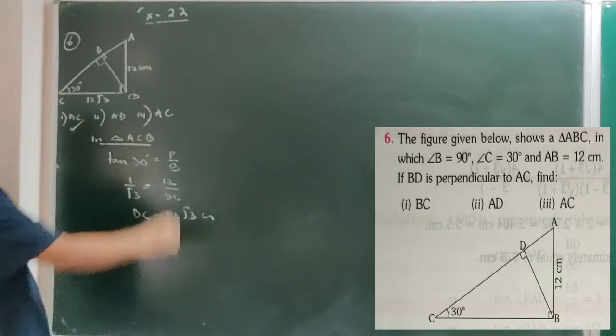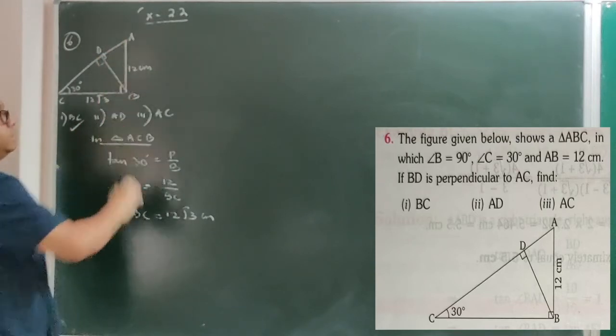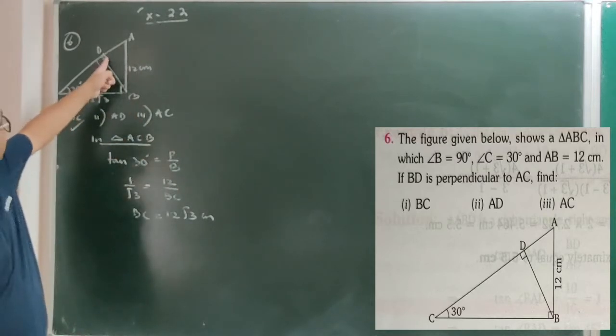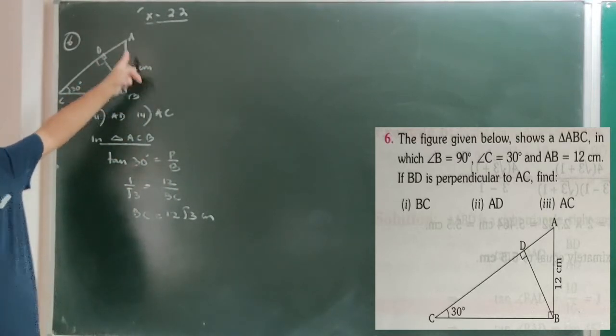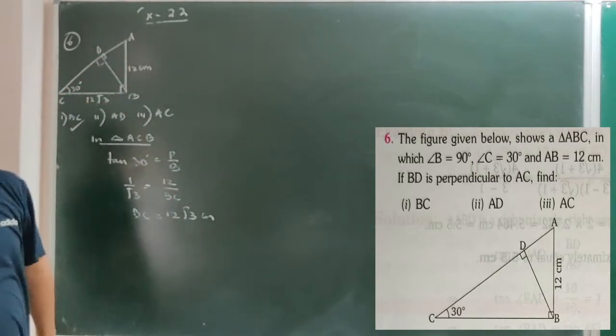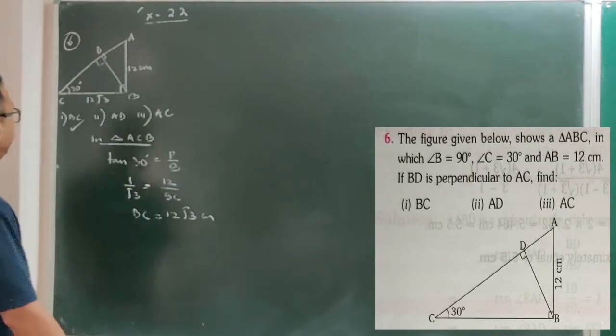Now I need AD. AD is here. So that means AD is a part of this small triangle. In this triangle you know only this is 12. Only one side you know, that is opposite to 90 degree, the hypotenuse. You don't know this base, nor do you know the perpendicular. None of the other 2 sides you know. So what we'll do now is use our idea of geometry, the geometry you have done in class 8.